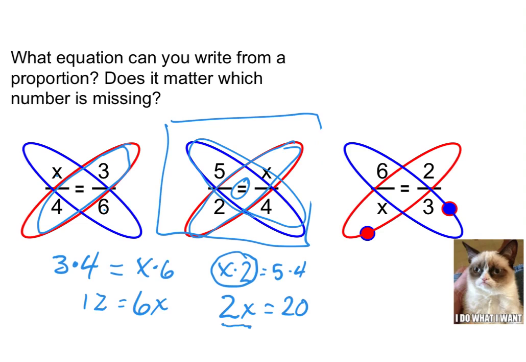Try the last one. Two times x is equal to 6 times 3. So 2x equals 18.